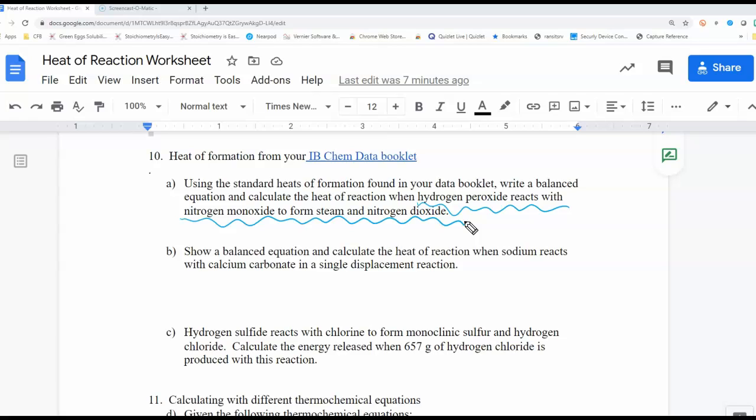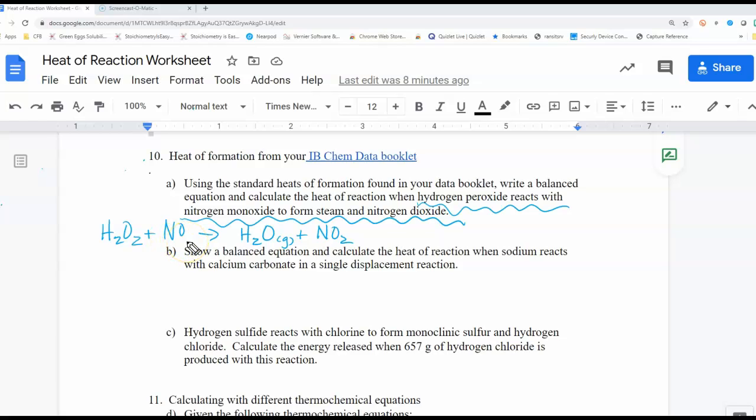So we have a chemical reaction of hydrogen peroxide, H2O2, reacting with nitrogen monoxide, which is NO, to form steam, which you guys should know is water. And let's make sure everybody knows that's going to be in gaseous form, plus some nitrogen dioxide. So what we're going to want to do first is balance this and make sure that it's all balanced. So I have 2 hydrogens, 3 oxygens, 1 nitrogen. So it's all balanced.